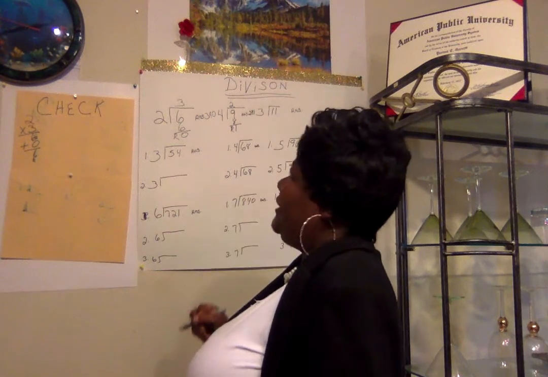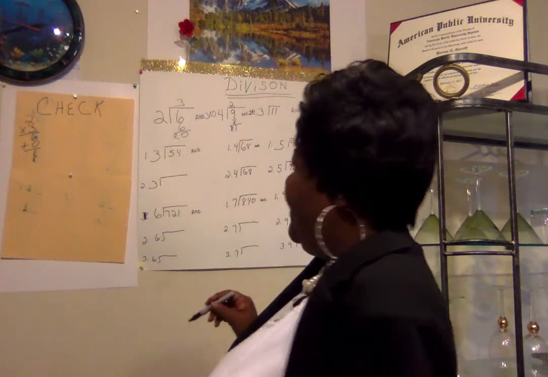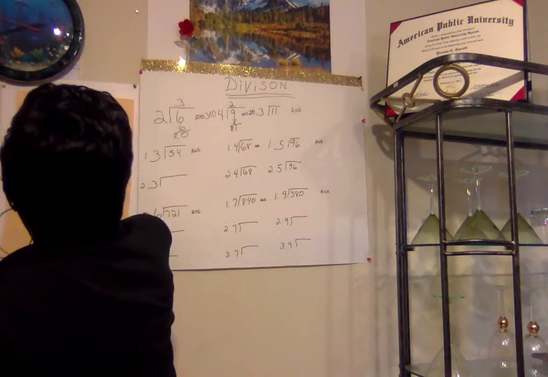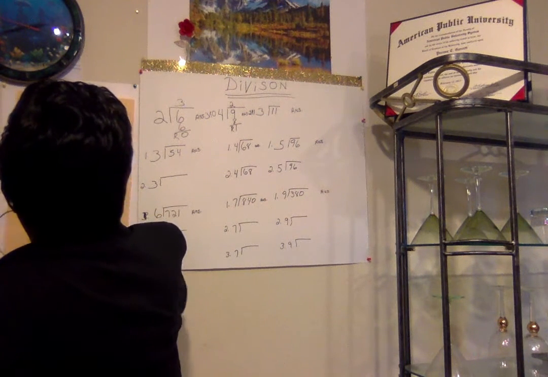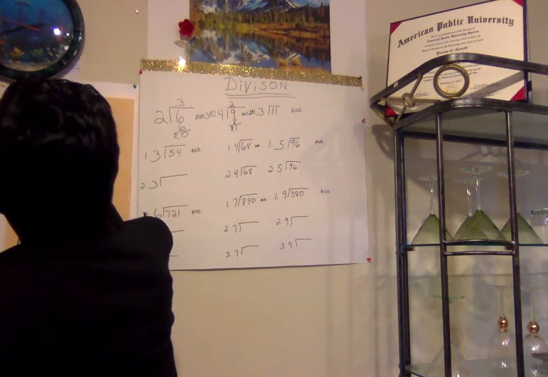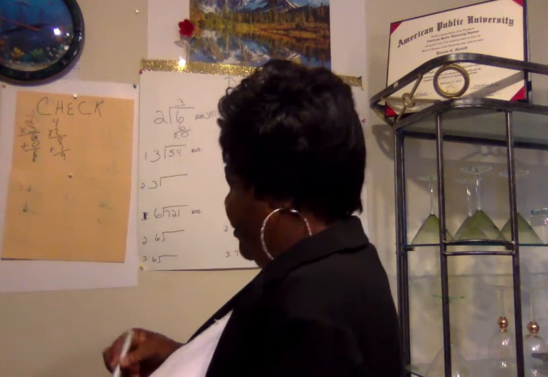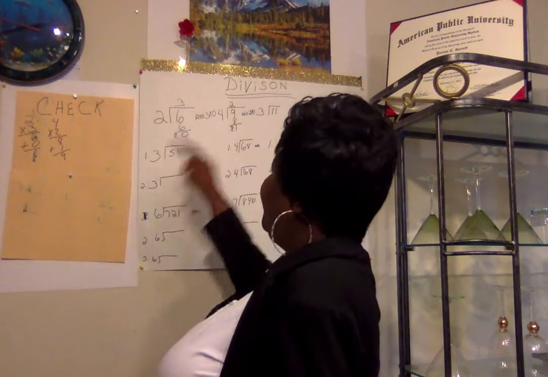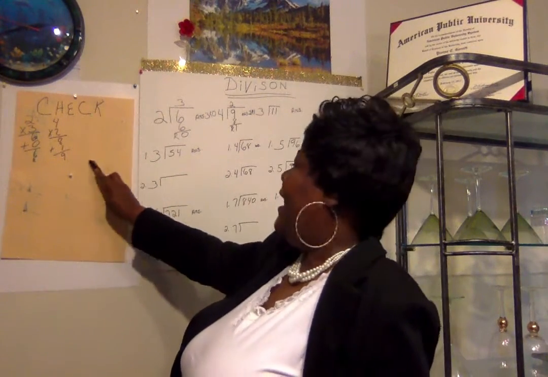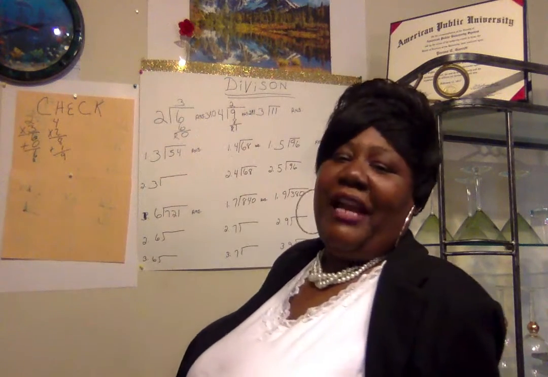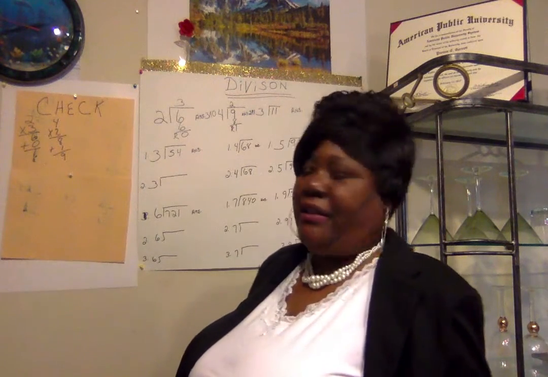Remainder 1. Let's check. 4 times your answer, plus the remainder. Let's do it. 4 times 2 is 8 plus your remainder. What was your remainder? 1. So plus 1 is 9. And 9 is what? The number that you were dividing. So therefore you know your answer is right. But we're going to go back and go back over it slowly.